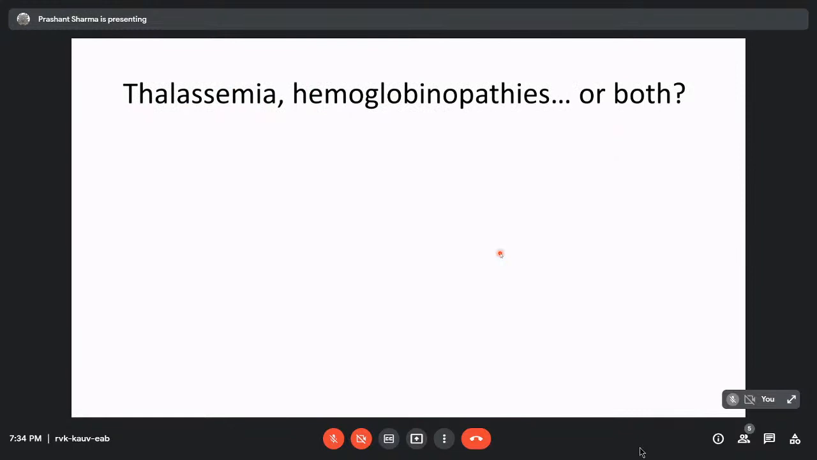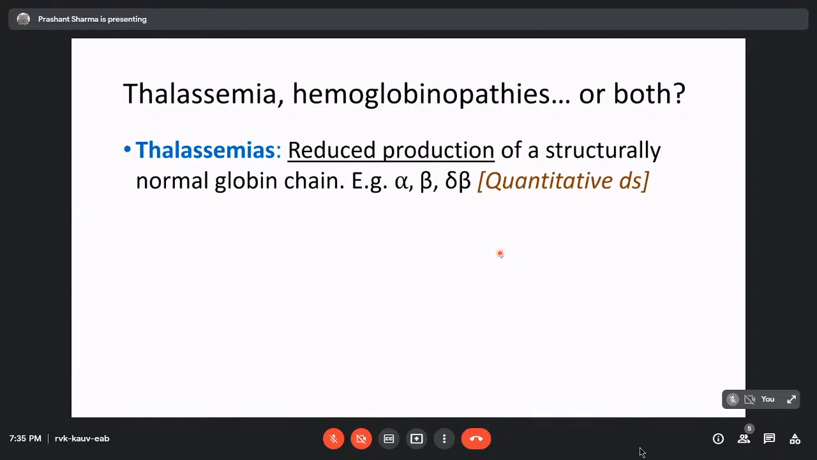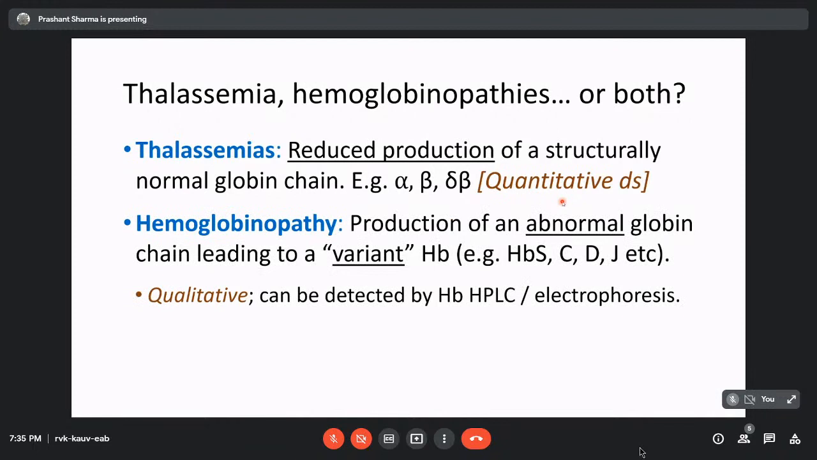So when we're talking about these, it's important to be clear about the nomenclature that we're using. When we say thalassemias, remember that this is a reduced production of a structurally normal globin chain. The reduction could be in alpha globin, beta globin, or both the delta and beta globins. But at the end of the day, these are quantitative disorders. And then we have something called the hemoglobinopathies. Hemoglobinopathies are disorders resulting from production of an abnormal globin, and this results in the production of a variant hemoglobin.